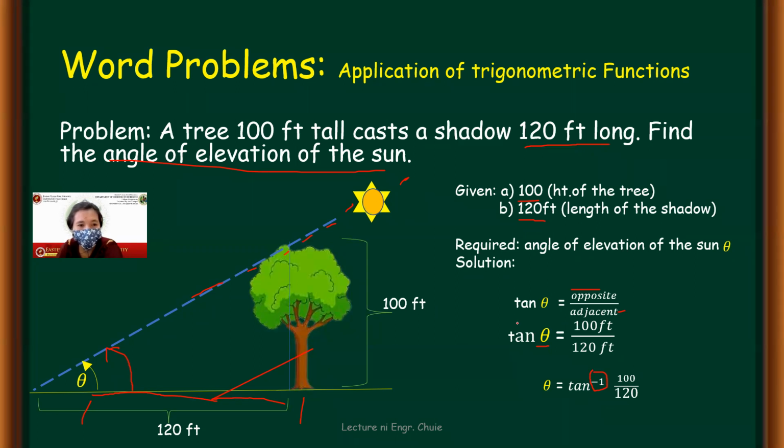So again, if we're going to compute the angle, just take the inverse of the tangent, so we can now compute theta, which is equivalent to 39 degrees, 48 minutes, and 20 seconds. So if we're going to approximate this or round it up, this is approximately 40 degrees, the angle of elevation of the sun from the ground. Okay? So before you solve, you break down the given, then you illustrate to make it easier.